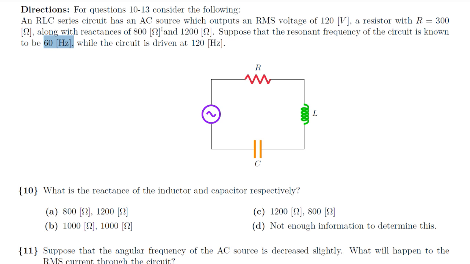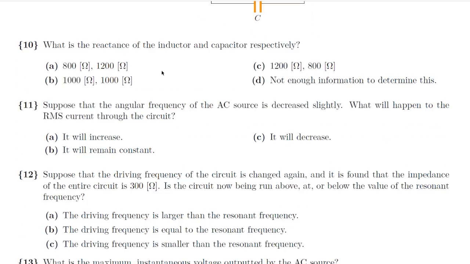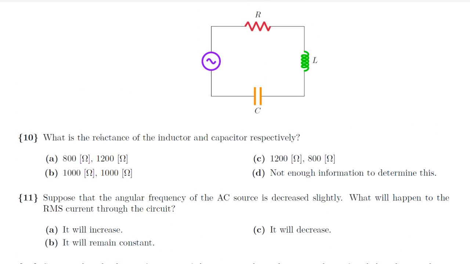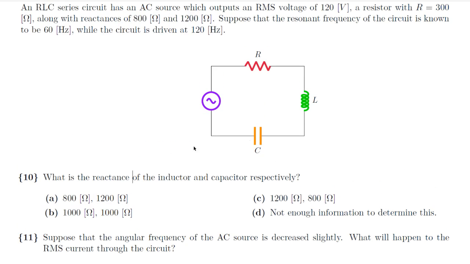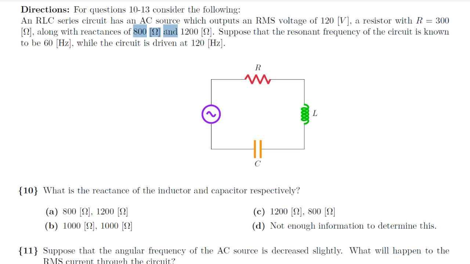So, given all of this information, number 10: what is the reactance of the inductor and the capacitor respectively, meaning in the same order I listed them in? You'll notice that all answers have two answers to them, and the answers that I list out will correspond to first the inductor and then second the capacitor. So how do we know which one belongs to which, or is it neither of them?